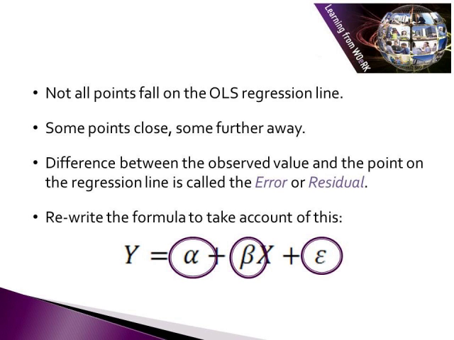And the error term, so the term at the very end, represents all other factors that have an effect on y other than x that we cannot take account of. So they're the known or unknown factors that we cannot take account of.